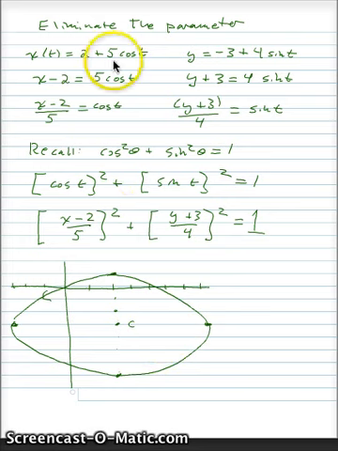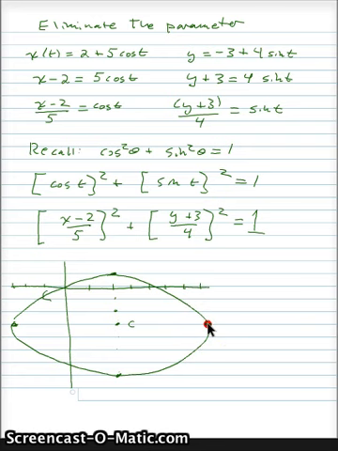If we would have started this way, what will you notice? If t is 0, cosine of 0 is 1. So that'll give me 2 plus 5. I'm at 7 on x. If t is 0, sine of 0 is 0. Negative 3 plus 0 is negative 3. So you can see all the way over at 7, negative 3. This is my starting point when t is 0.